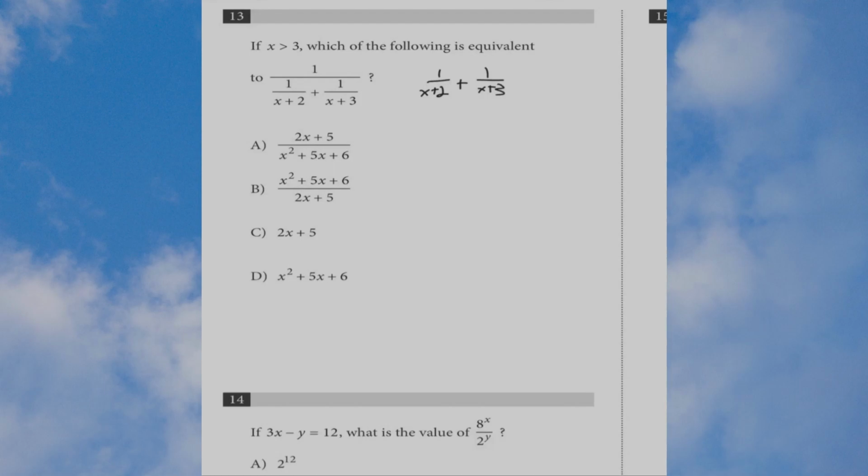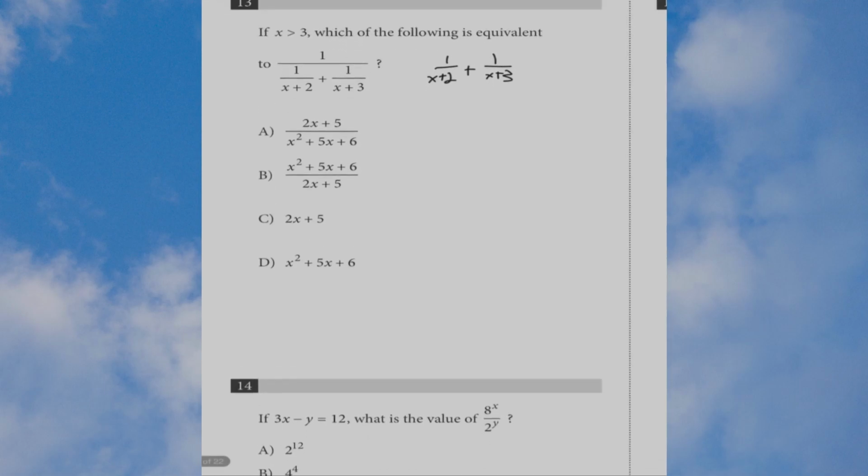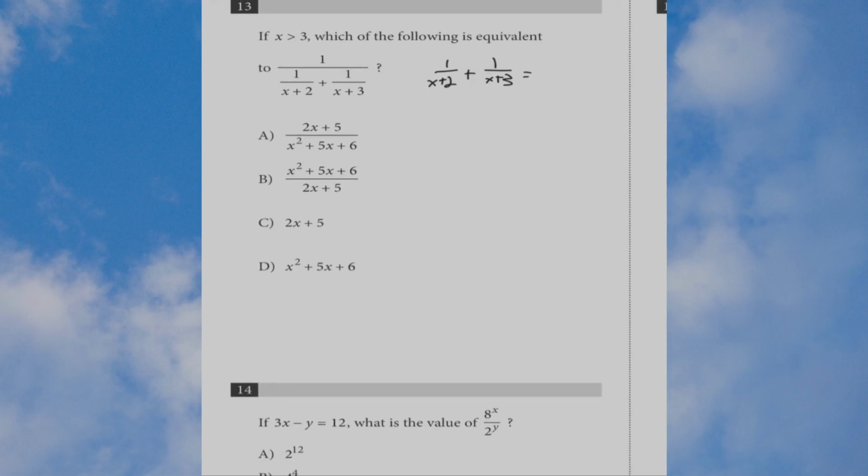We have to multiply the denominators across to have a common denominator. x plus 3 times 1 is x plus 3. x plus 2 times 1 is x plus 2. And then the common denominator would be x plus 2 times x plus 3, which would be x squared plus 2x plus 3x plus 6. And then this would be simplified to, if we combine the x's on top, 2x, 3 plus 2 is 5. Then x squared plus 2x plus 3x is 5x plus 6.